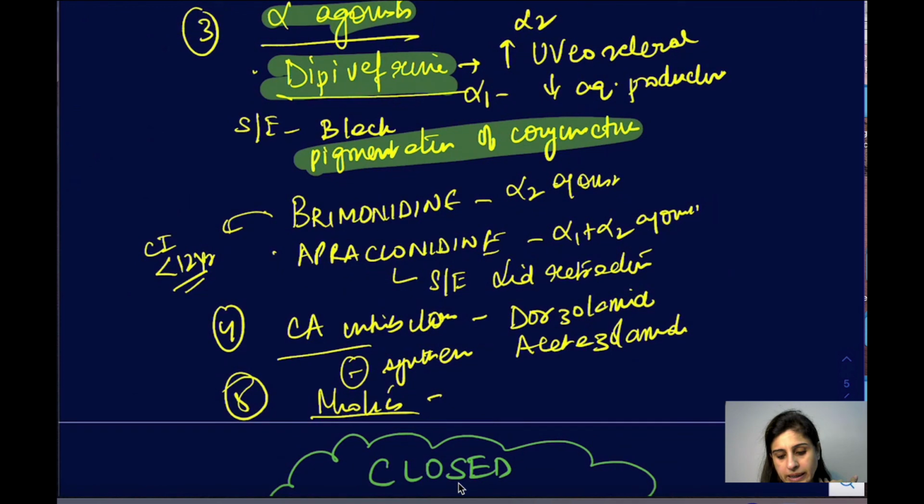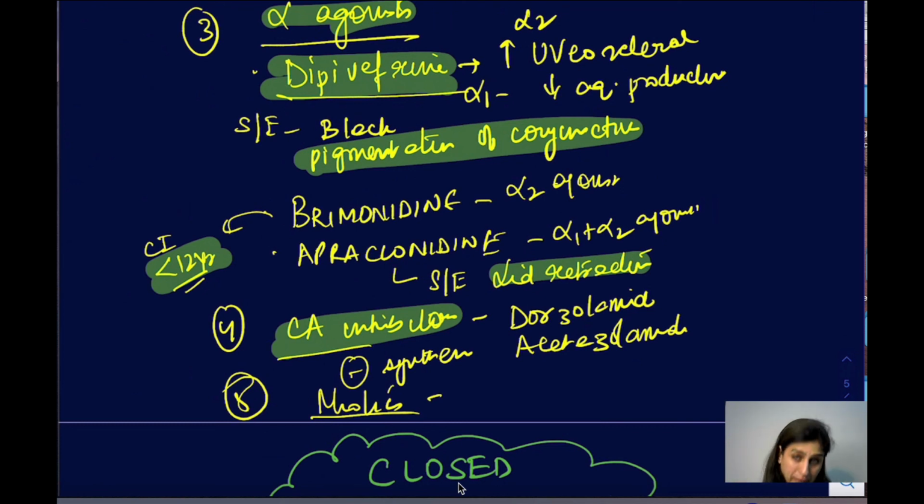Brimonidine, apraclonidine. Brimonidine is contraindicated in children less than 12 years. It has led to depression and other central nervous system side effects. Apraclonidine leads to lid retraction. Carbonic anhydrase inhibitors are also drugs which inhibit the production of the aqueous humor. And miotics are the last resort. They are not preferred because they are not of much help in open angle.